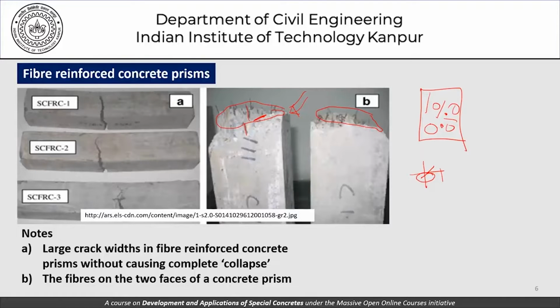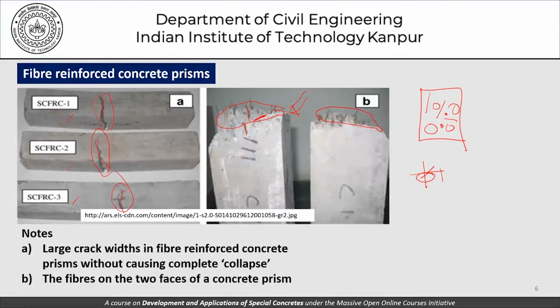These pictures here tell us how these small beams or fiber reinforced prisms, this does not have any steel. These pictures do not have any steel reinforcement, and we can see that the crack propagation is quite different depending upon different types of fibers and different fiber contents and so on. But what is important to note is that these beams, none of them have really failed and broken into two.